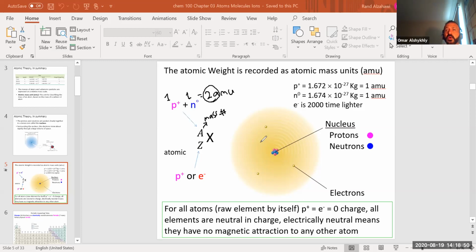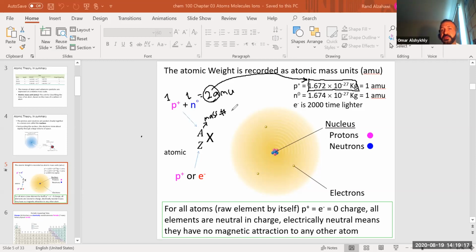What is this AMU? It is a unit which equals this real mass, 1.672 times 10 to the negative 27 kilogram. So if you need to find the real mass, for example in kilograms, you have to multiply the 2 times this number, and you will get the mass in grams or kilograms.